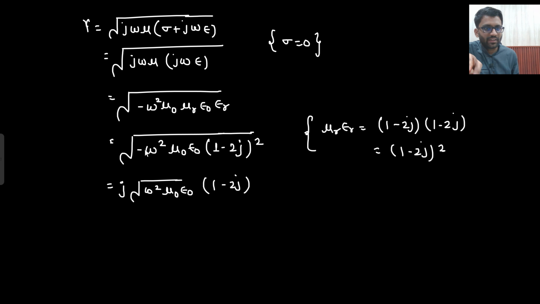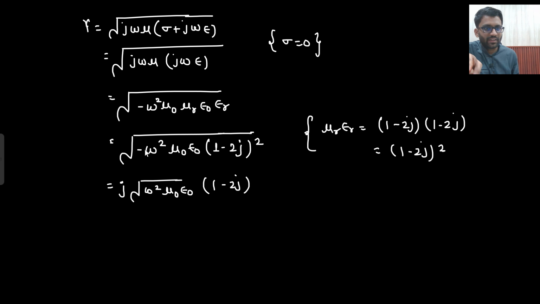But now if I take it outward, what will I be left with? J omega under root mu epsilon. How can mu be written? Mu naught mu r, epsilon naught epsilon r. Right? So j omega mu naught epsilon naught, and this will be mu r epsilon r. What is your mu r? That is equal to epsilon r only, that is 1 minus 2j.